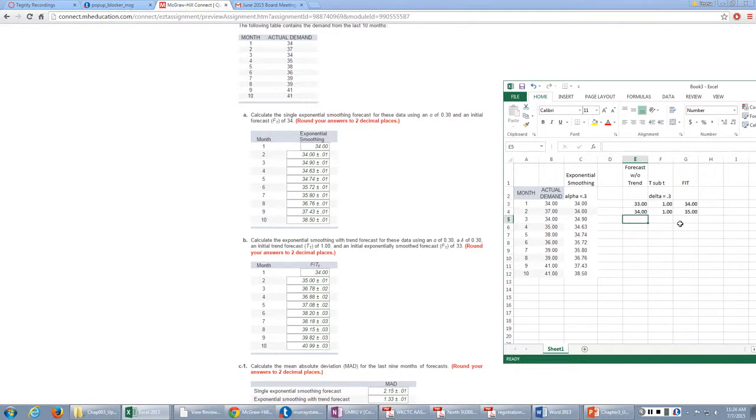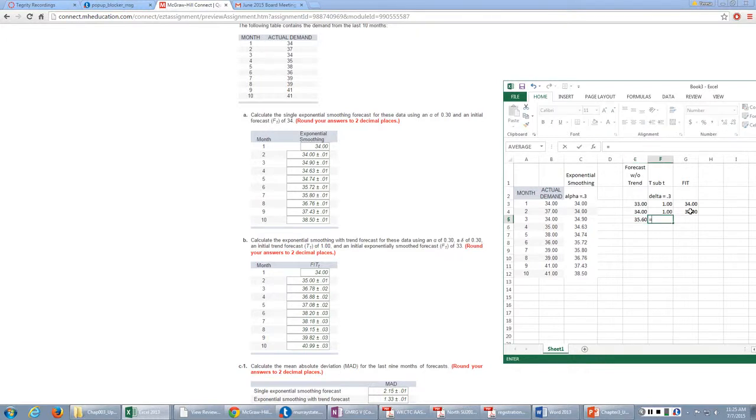When we're doing exponential smoothing with a trend, we need to calculate the forecast without the trend, we need to calculate the trend factor, and then we need to add those two together. So when I calculate it without the trend, it's going to be the forecast from the previous time period plus alpha of 0.3 times the actual demand from that time period minus the forecast from that time period.